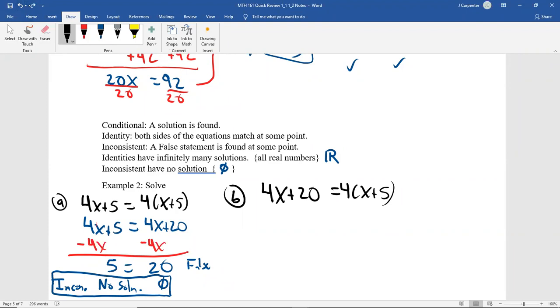Well, let's see what that does to the problem itself. So let's still distribute on the right, the 4 to the x and the 5. So what we get is 4x plus 20 on the left and equals 4x plus 20 on the right. Some of you may already have a conclusion about this being an identity because both sides match, but some students really like to see the x's disappear, spoiler, before they start making those true and false identity inconsistent conclusions.